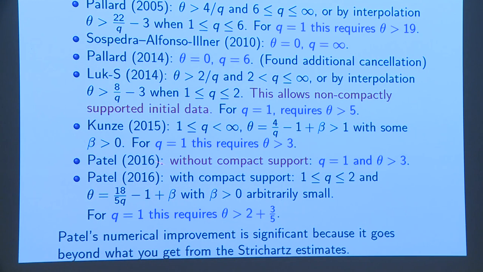Neil Patel, who's a graduate student working with me, is finishing soon. Very recently, he was able to get the currently best continuation criteria in this direction. So without compact support, he can get Q equals 1 and theta greater than 3. And so this improves the Q equal 1 theta greater than 5. And with compact support, he can get Q equal 1 and theta greater than 2 plus 3 over 5.